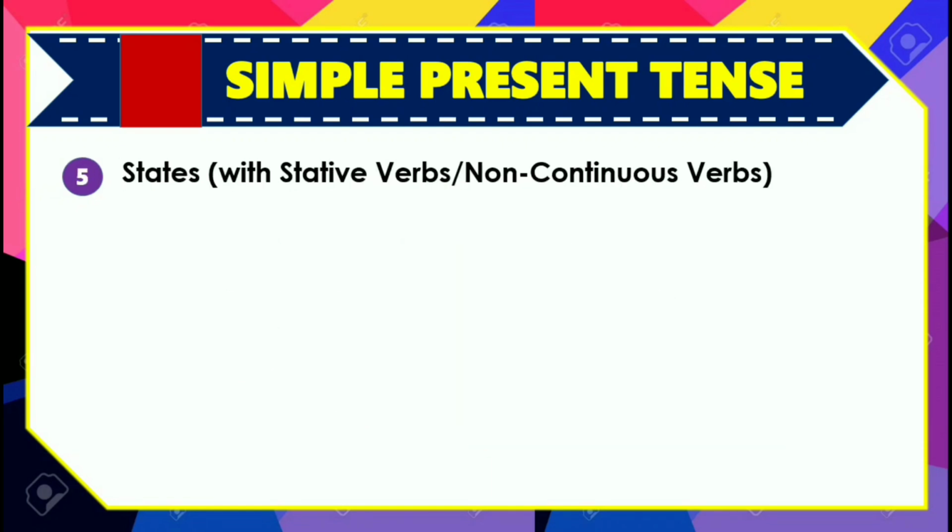And the last use of simple present tense is when you talk about states. When you talk about states, you use stative verbs or non-continuous verbs. Now when we say stative verbs, these are verbs that express a state rather than an action. So they usually relate to thoughts, emotions, relationships, senses, states of being, and even measurements.